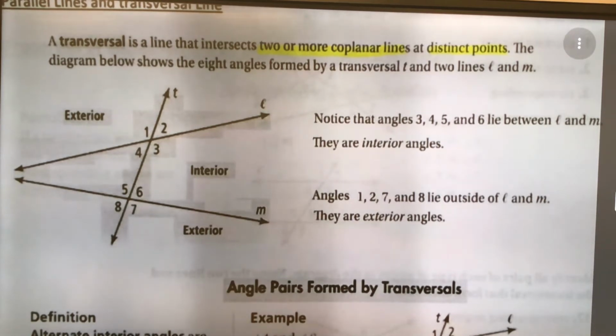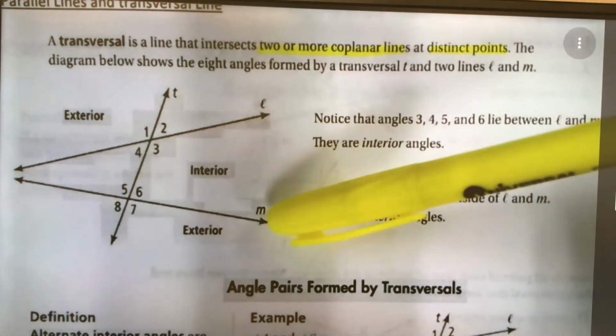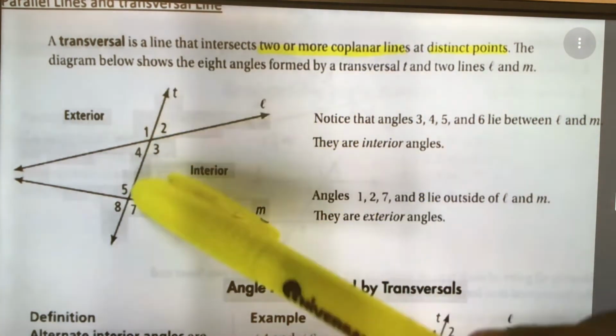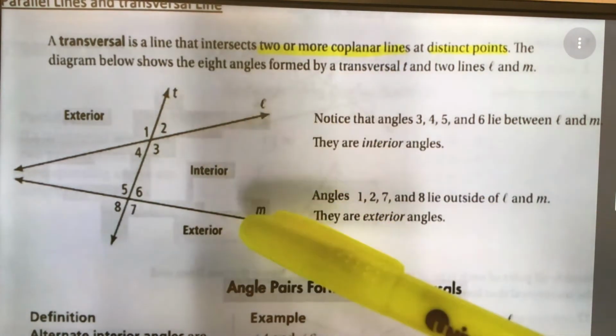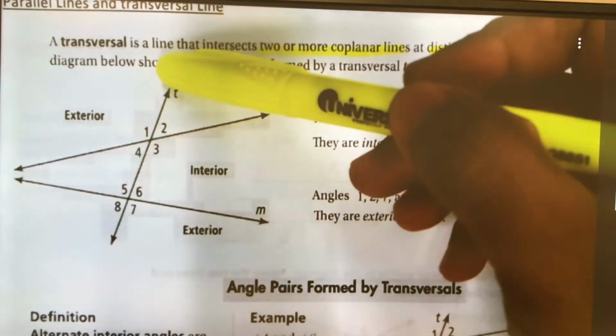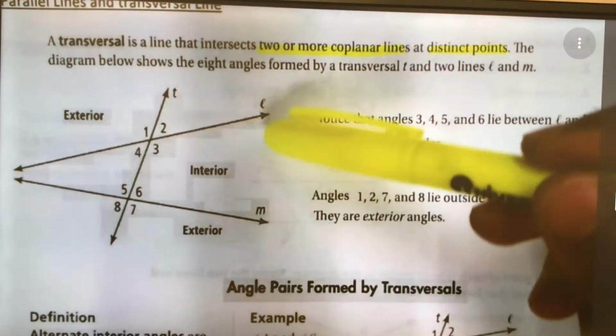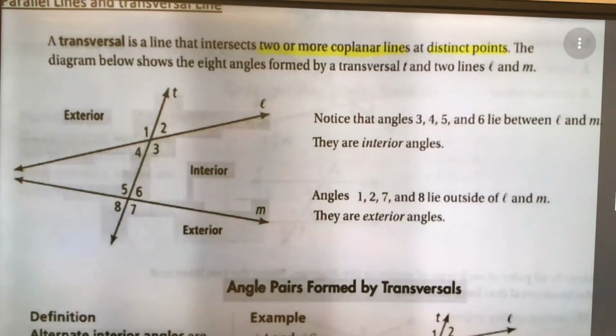In the diagram we have three lines here, T, L and M. Here T is the transversal line because T intersects L and M at two different points. So T is the transversal line. When the transversal line intersects those two lines, we can see that eight angles are formed.